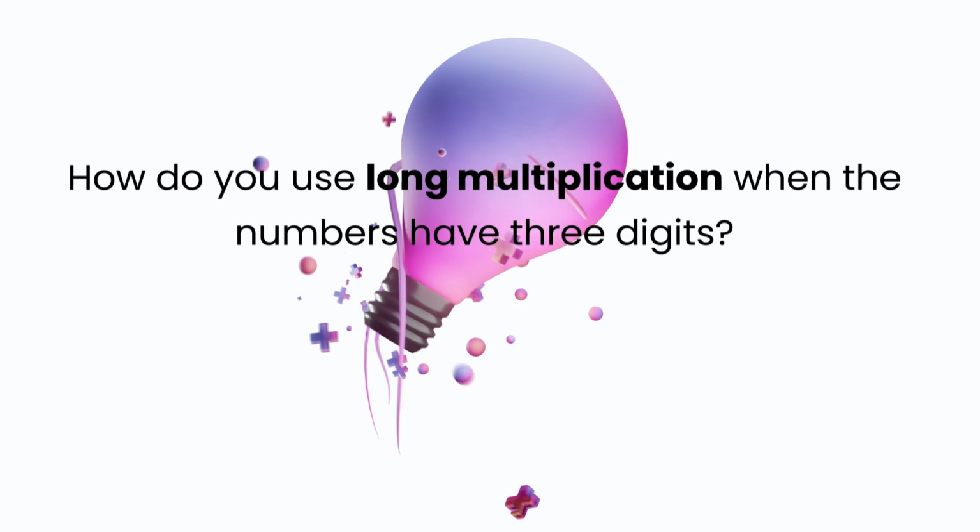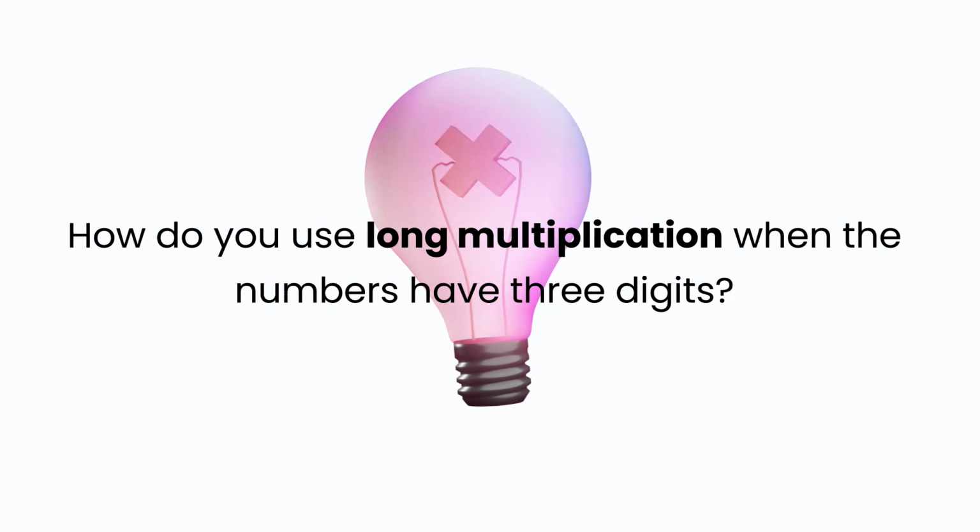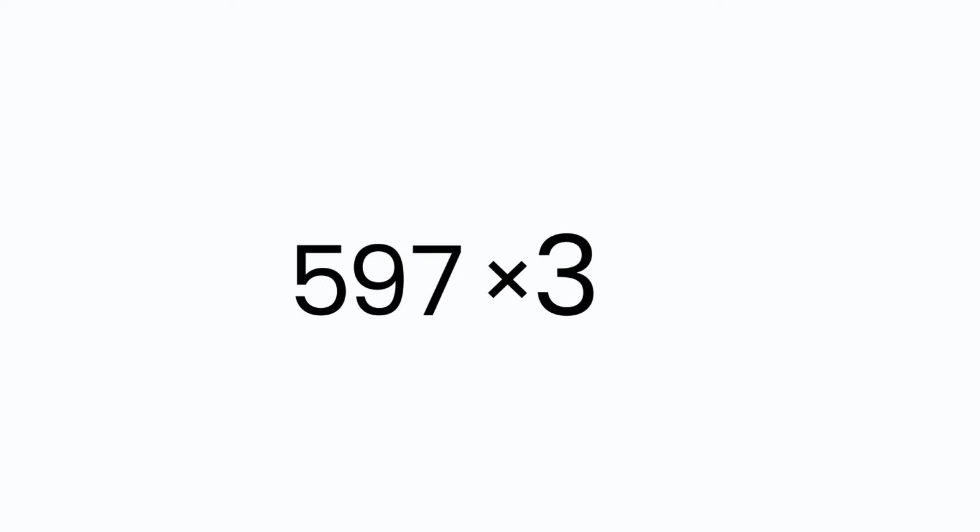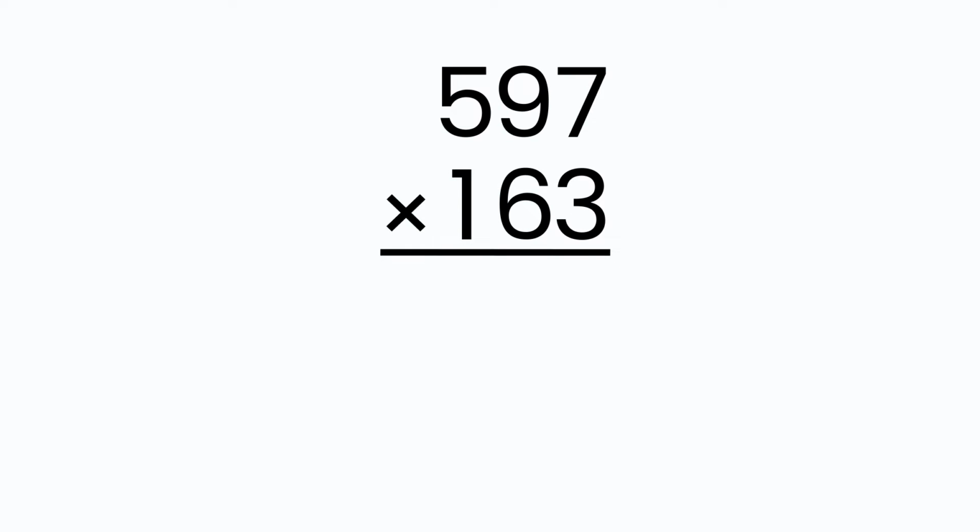How do you use long multiplication when the numbers have 3 digits? How do you multiply numbers with even more digits? It will be similar to what you learned in the last video. Let's solve 597 times 163.